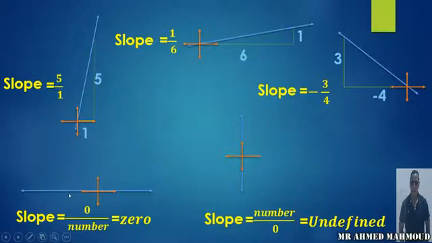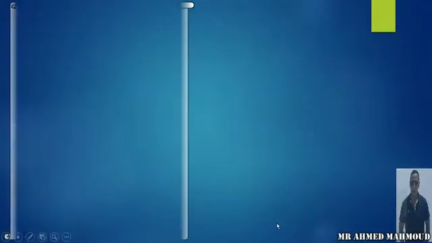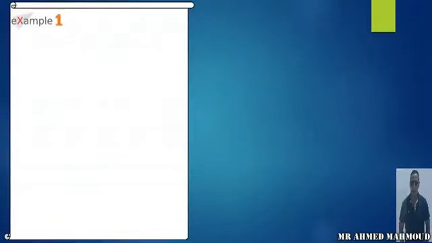Here the line is parallel to the x-axis, then its slope equals 0. Here the line is parallel to the y-axis, then the slope is undefined. Okay, the first example with us.